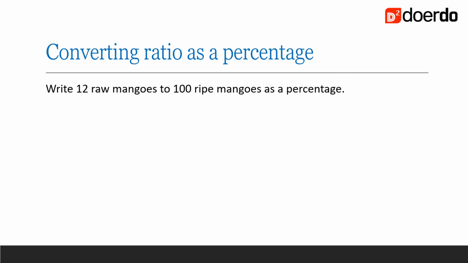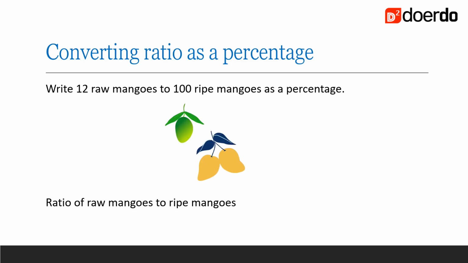Write 12 raw mangoes to 100 ripe mangoes as a percentage. The ratio of raw mangoes to ripe mangoes is given as 12:100, which is equivalent to 12 by 100. In percentage, we write it as 12%. Now try to solve some examples on your own.